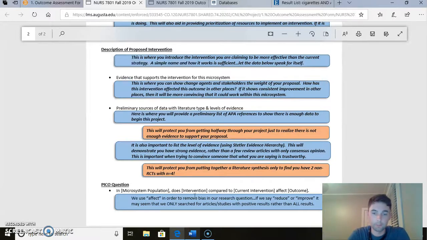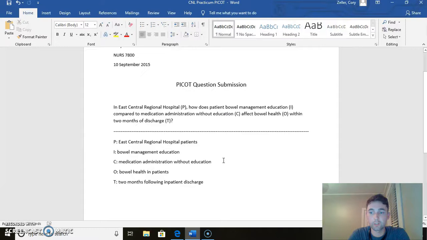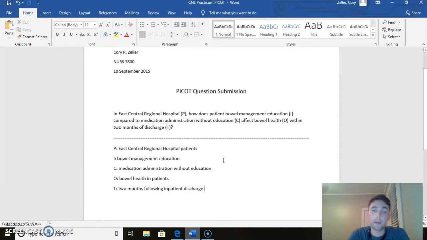When I was in the CNL program, this was my PICO question. Not the best, honestly. Looking back, I feel like it was way too specific. My interventions were really not measurable enough, but I compared bowel management education versus no education and how it impacted bowel health for patients that were on clozapine.